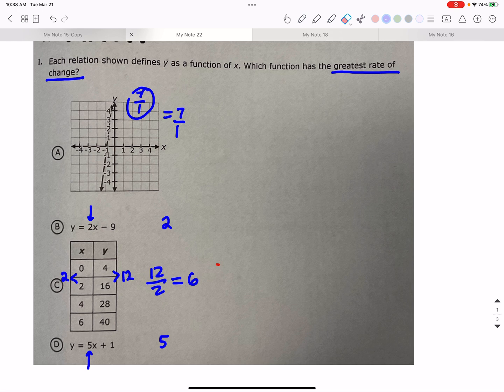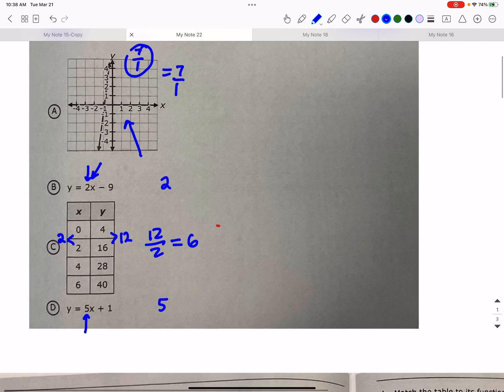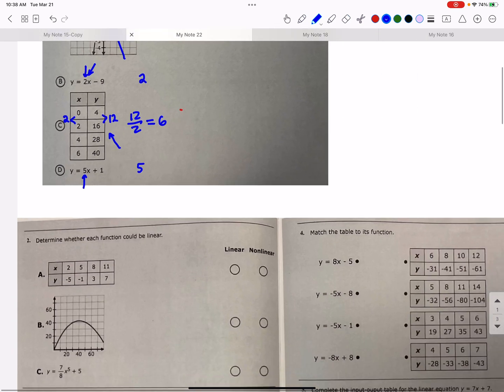But what we do know is how to get slopes from graphs. We should be able to do that. How to get slopes from equations. How to get slopes from lists. So if you can do all of that, then you're going to be good, if that makes sense. All right, so this one was actually A, but that was a terrible question.